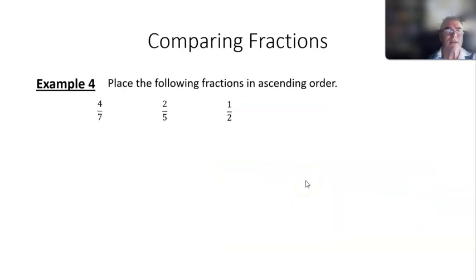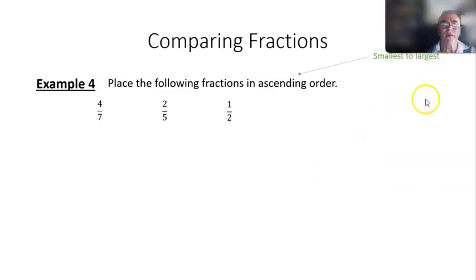Let's have a look at another example. Let's place the following fractions in ascending order. Ascending means smallest to largest. So we want the smallest fraction first and the largest fraction last. So look at the denominators and we notice that they're all different. A 7, a 5 and a 2.